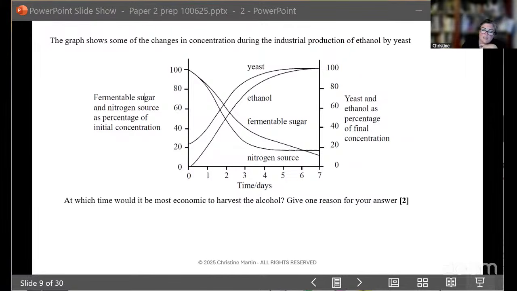So when you're looking at something like this, whereabouts would you actually want to harvest it? This is where they want you to think about when it starts to slow down. So between days 4 and 5, somewhere between here, we're going to want to harvest it.